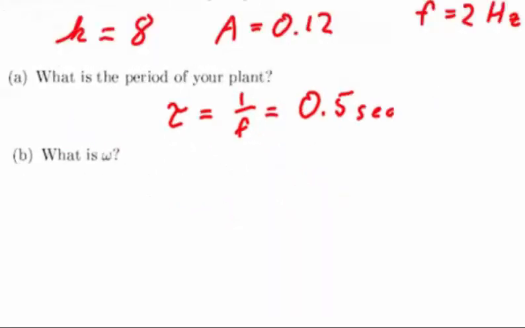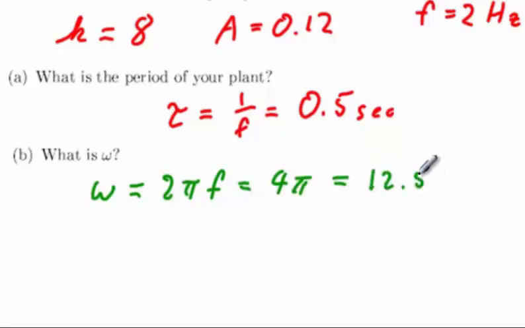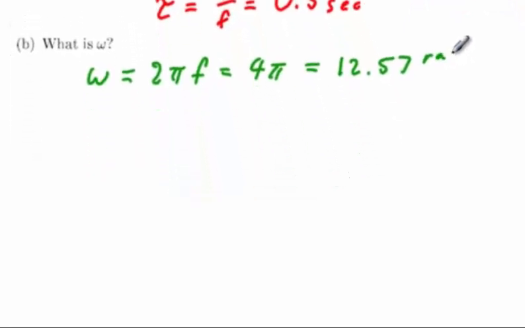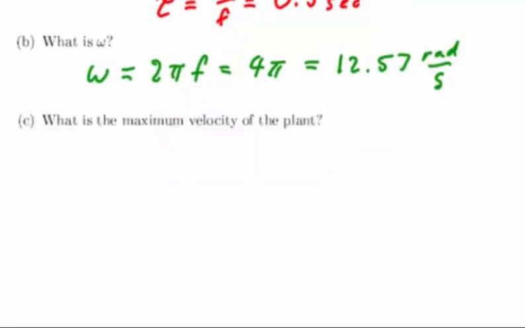Part B poses the question, what is omega? Well, this is really getting to the heart of the matter. Omega is either 2 pi divided by the period or 2 pi times the frequency. Since we were given the frequency, we'll use that so as to avoid any mathematical error we might have made in part A. So 2 pi times the frequency is going to be 4 times pi, which is equal to 12.57 radians per second.